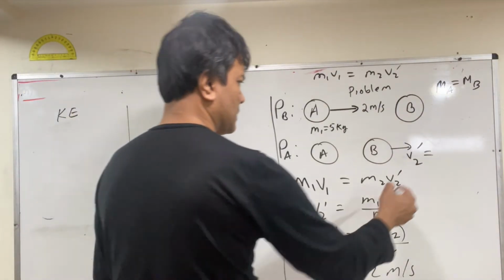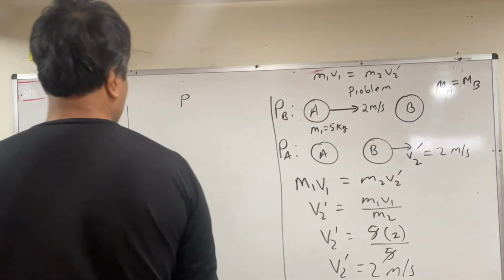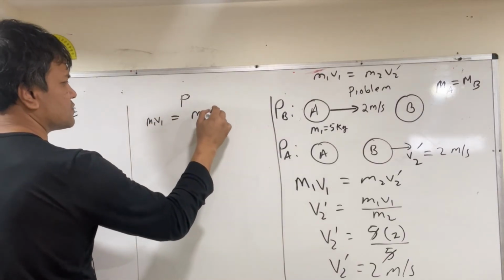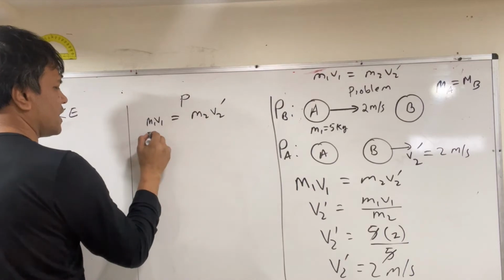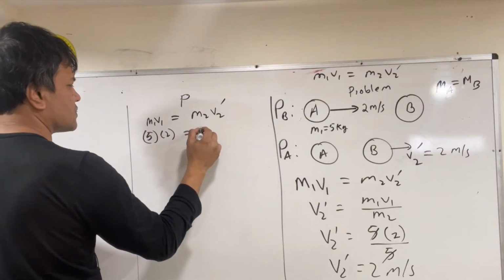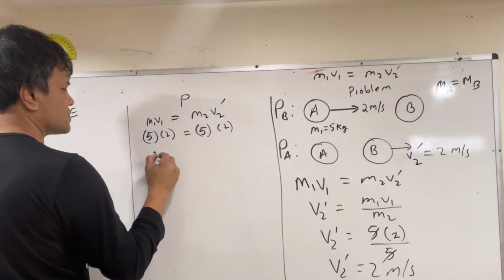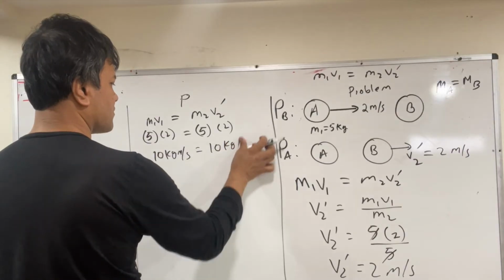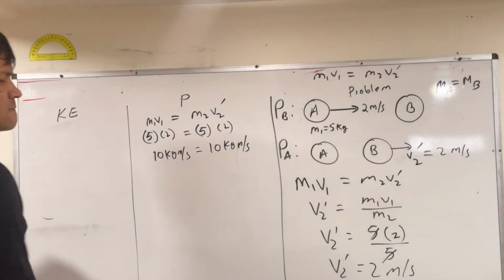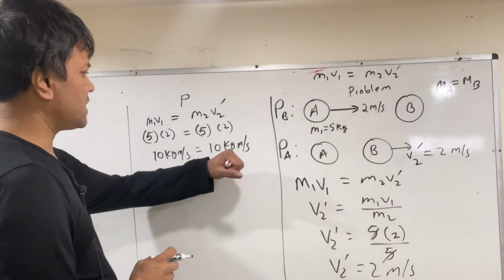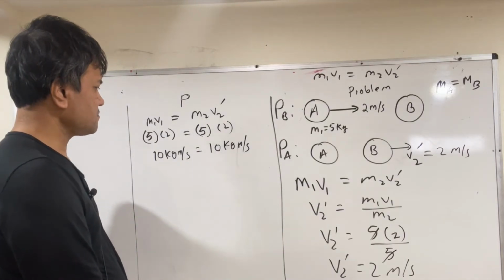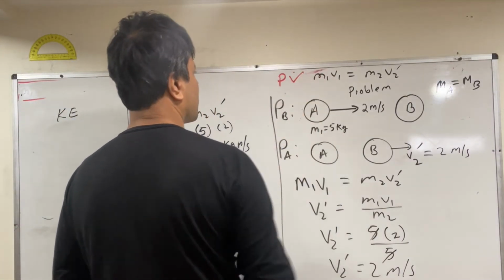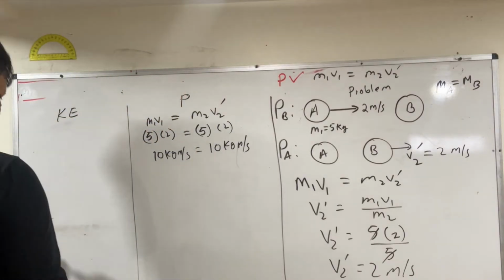Good. We're going to prove that. We have to prove that no momentum is lost. So how? m1 v1 is equal to m2 v2 prime. m1 is 5 times 2 is equal to 5 times 2, so 10 kilogram meter per second is equal to 10 kilogram meter per second, right? So now we see that the momentum is conserved, so we're going to write momentum conserved. All right, now we're going to check whether the kinetic energy is conserved.